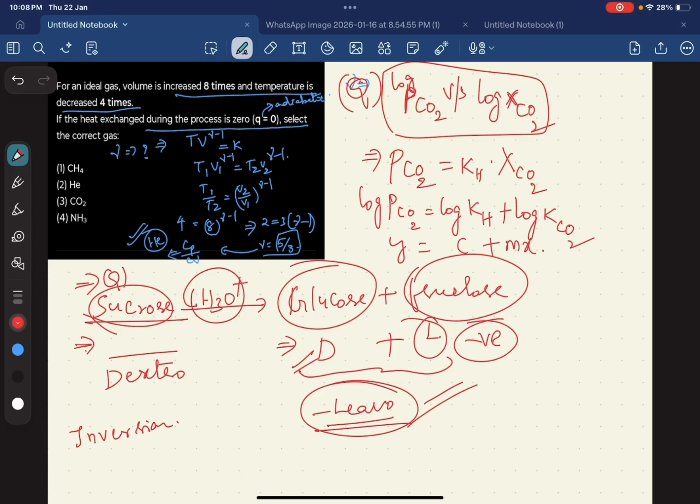So it is a straight line from the origin. Sorry, not from the origin, a straight line. So how will the graph be? Log P versus log XCO2 like this, with an intercept, because this is also there, right? So log KH. So positive slope. So this is one of the questions related to this, and in the same way they have given one more question.